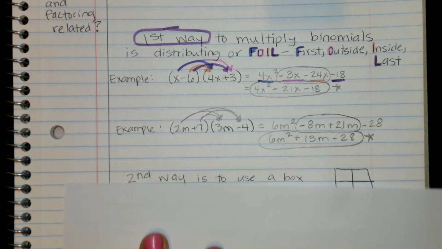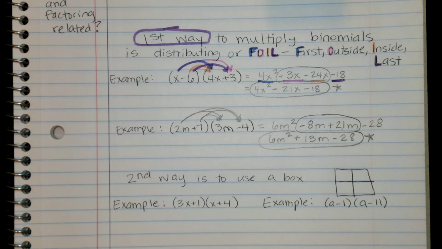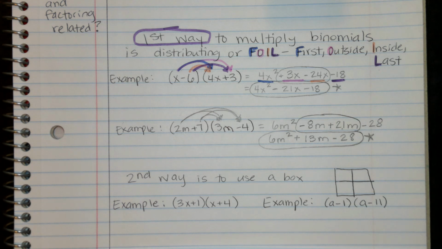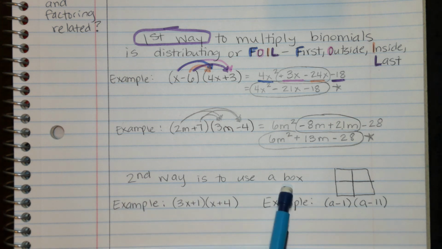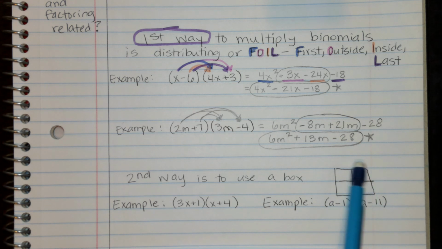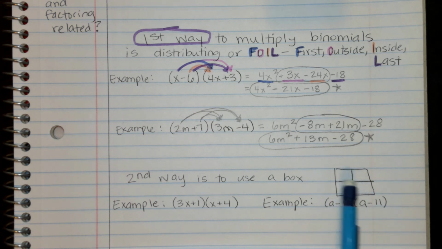All right, so here is the second way. A lot of students like this way, but you do have to draw a box, which it's just up to you which way you want to do this. So the second way is to use a box. So it's like a box, and then you do a line in the middle going both ways, up and down and side to side.